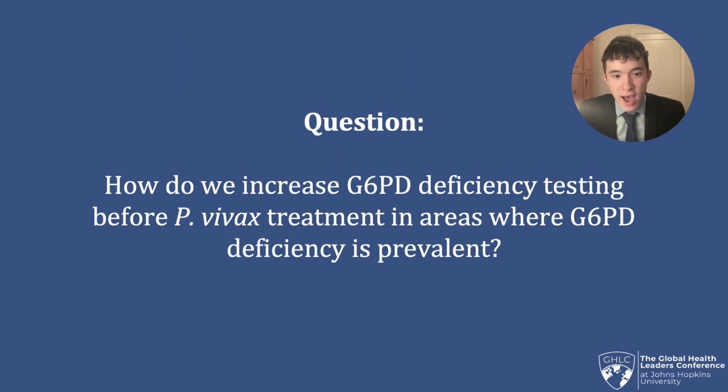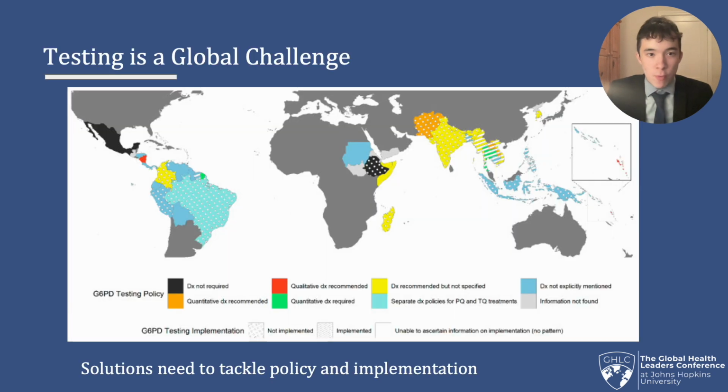So the question: how do we increase G6PD deficiency testing before vivax treatment in areas where G6PD deficiency is prevalent? Well, first we have to recognize that testing is a global challenge, and this map represents the policy, indicated by the colors, and implementation, indicated by the textures, of G6PD testing before malaria treatment. For example, in Ethiopia, testing is not required and it is also not implemented, whereas in Thailand it is required and it is implemented. In India, it's recommended but not specified, and unfortunately it is not implemented. And this map communicates that solutions need to tackle both policy and implementation.